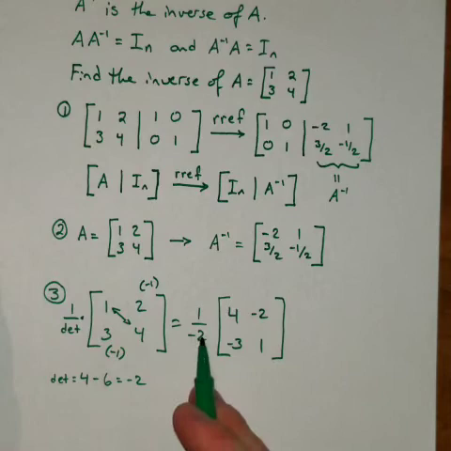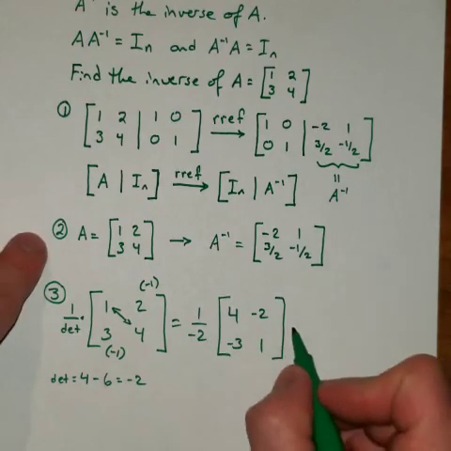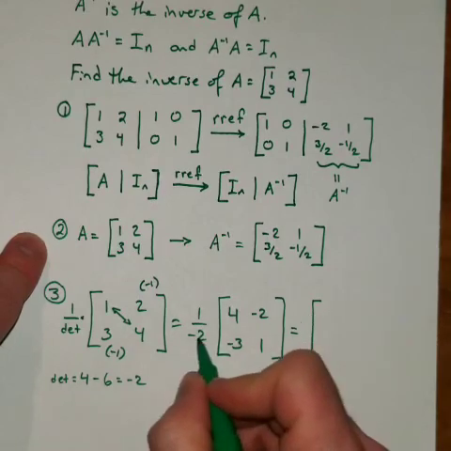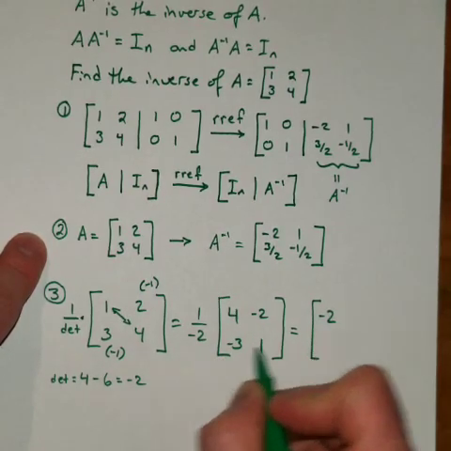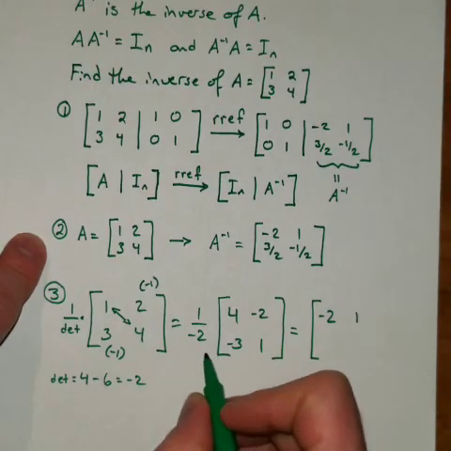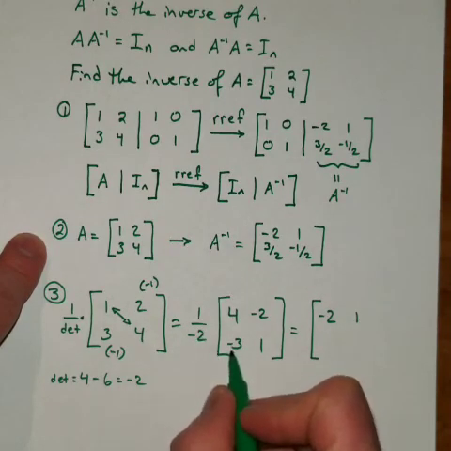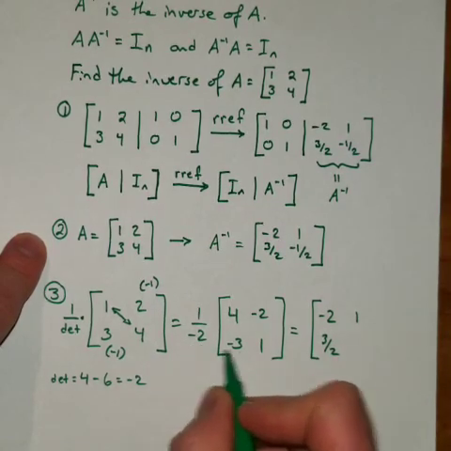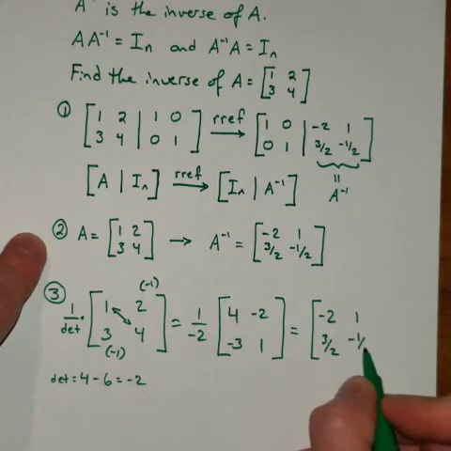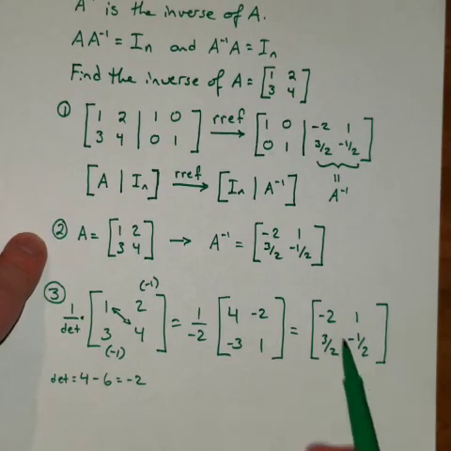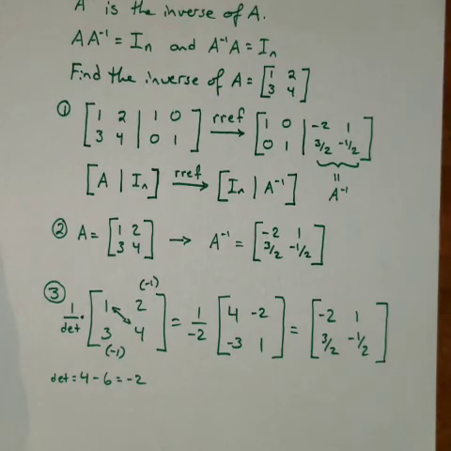And then if I distribute the -1/2 in, I should get -1/2 times 4 is -2. -1/2 times -2 is 1. -1/2 times -3 is +3/2. -1/2 times 1 is -1/2. And in theory, that should match up to the other answers that we got before.